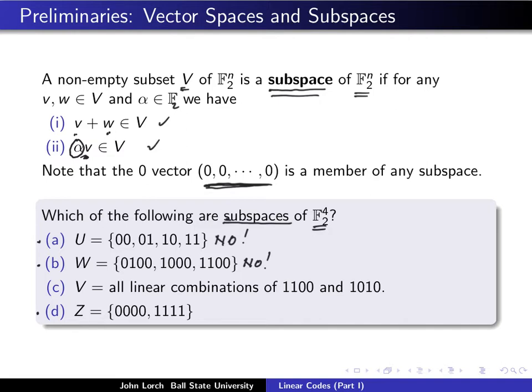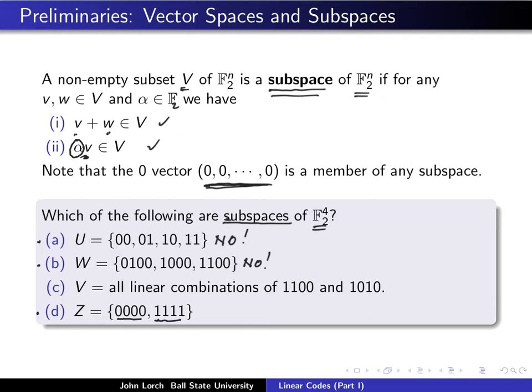So Z, everything is looking good at the outset. This is a collection of vectors in F2^4. The 0 vector is in there. Now let's just see if I take any two vectors in here and add them together, do I get another vector in Z? And indeed we do, right? The 0 vector plus itself is the 0 vector. This vector of all 1s plus itself is the 0 vector, and then the sum of the 0 vector plus the vector of 1s is just the vector of 1s.